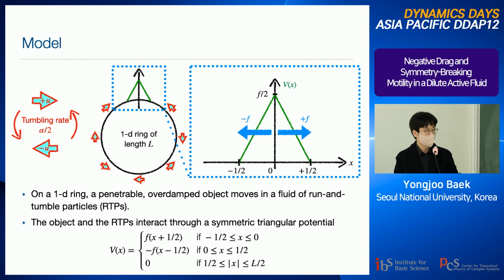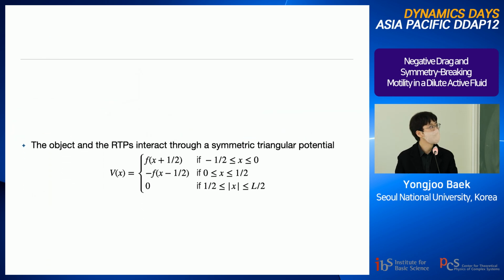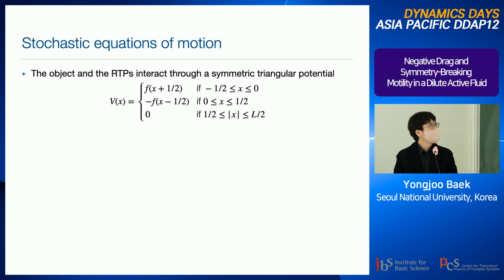So using this very simplified model of a symmetric shaped object in an active fluid, we are going to think about how this object is going to move in the steady state. Now, the important thing to note here is that we are assuming this object to be penetrable by the active particles. If the object is not really penetrable, so if the active particle cannot move across this object, then the phenomena that we are going to discuss after this will not happen. So it's crucial to understand that this object is a bit penetrable by the active particles.